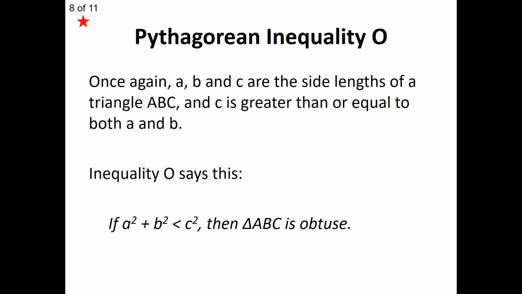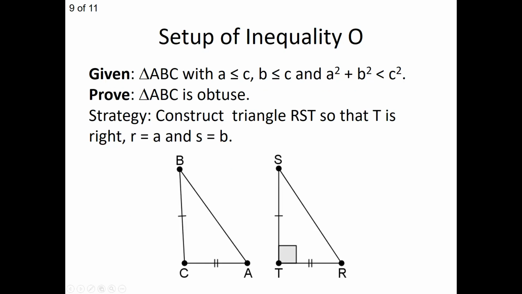Now, we again are going to take our playbook out of what we saw with our Pythagorean inequality A and also back with our Pythagorean converse. So our setup of inequality O is similar to the first. The only thing that's different is that a squared plus b squared is now less than c squared. Okay, so we're going to prove that triangle ABC this time is obtuse.